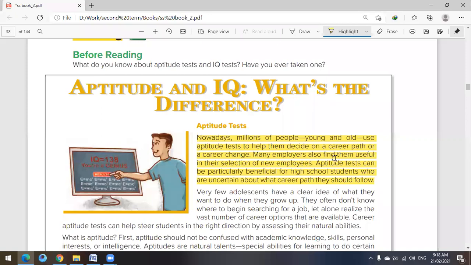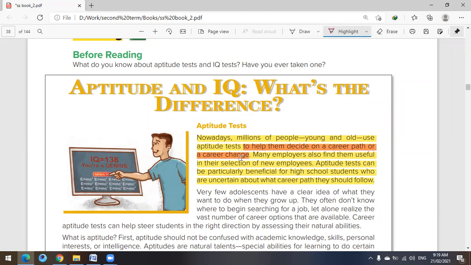Okay, Firas, excellent. Go ahead, tell us. To help them decide on a career path or a career change. Excellent, awesome. So, why do people use aptitude tests? To help them decide on a career path or a career change.